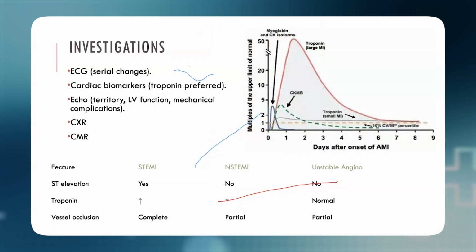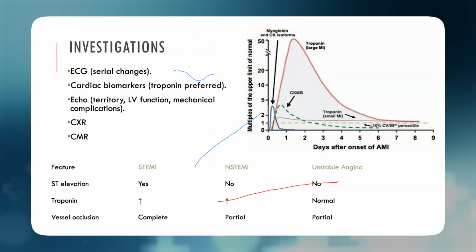Investigation: two investigations you have to know very well. One is the cardiac enzymes, and another one is the ECG. Coronary angiograms, nobody is going to ask in these exams. ECG, there has to be serial changes. Cardiac biomarkers, troponin is preferred. Again, there has to be either a rise or fall in the cardiac biomarker. It cannot be a static level, or the diagnosis of MI will not be there.